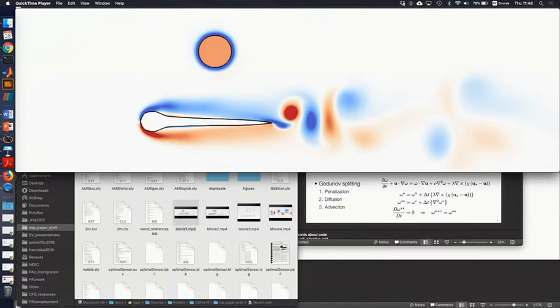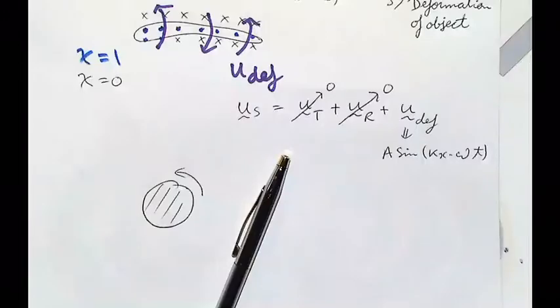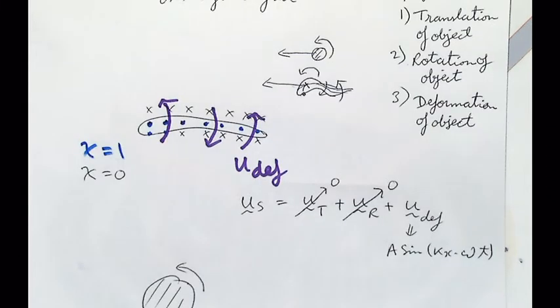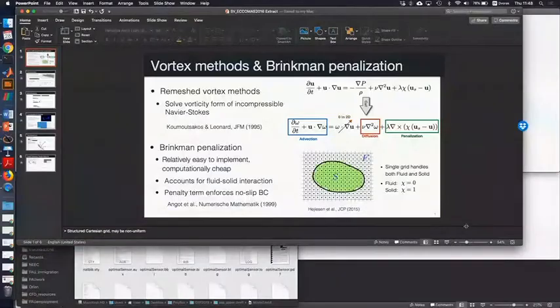Perfect. But I still have a question. In that method, the grids are not moving, they are fixed. The grid can be fixed, yeah. Your object might move.